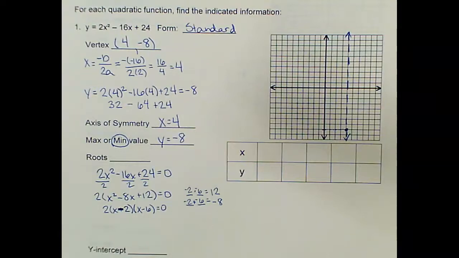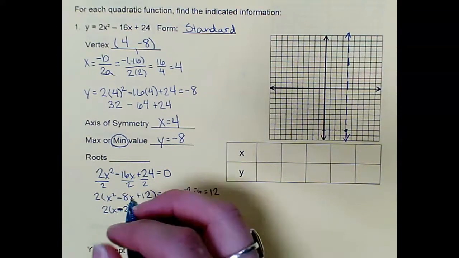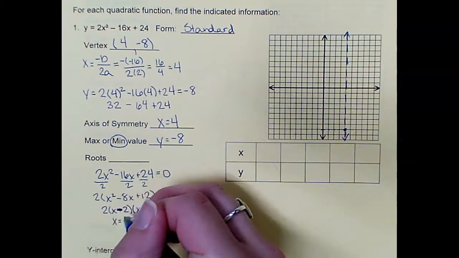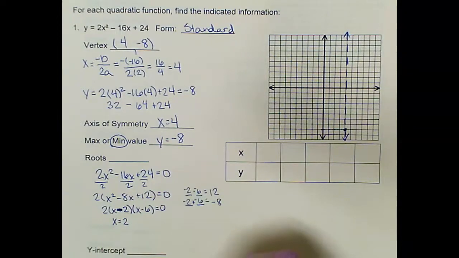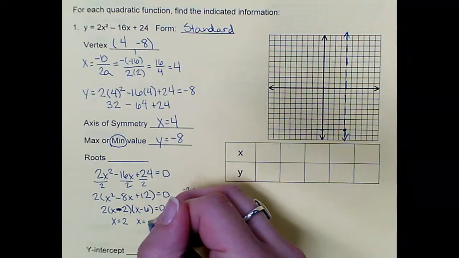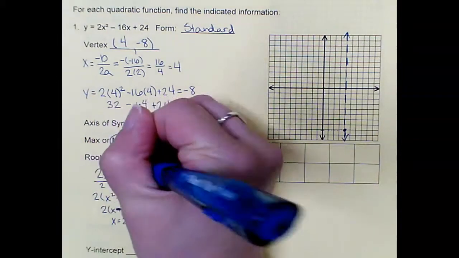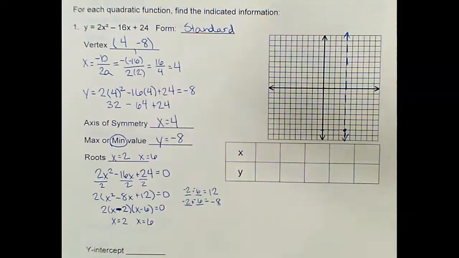And if I were to set each of my factors equal to 0, 2 equal to 0 doesn't give me any information. But x minus 2 equals 0 tells me that one of the solutions is x equals 2. And the other solution is x equals the opposite of this, which is 6. So those are my roots. My roots are x equals 2 and x equals 6.